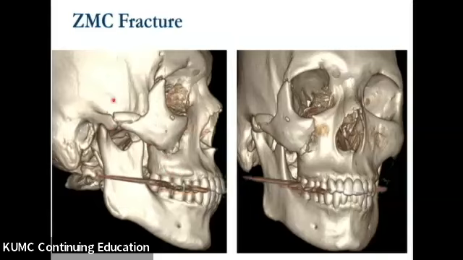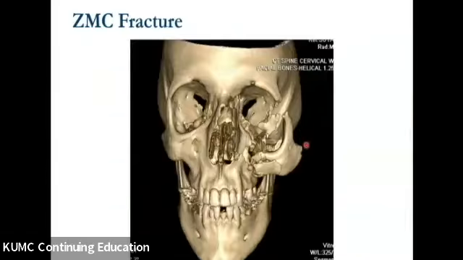So, a beautiful 3D rendering showing a ZMC fracture. Here's your zygomatic arch involvement, lateral orbital rim, inferior orbital wall, and then your maxillary sinus wall involvement here. Another case from the literature on the opposite side showing a ZMC fracture. This case has increased separation or disarticulation of the left malar eminence.